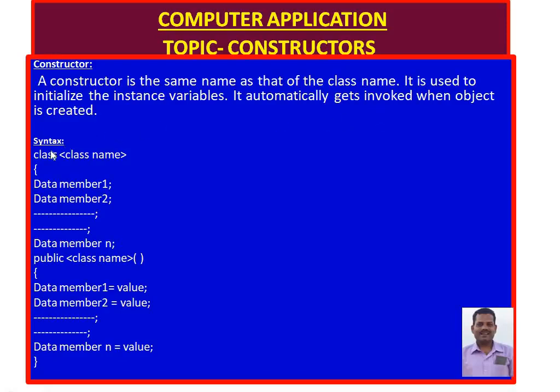Now come here to the general syntax of a constructor. You have to write class and class name, data member 1, data member 2, and so on, data member n. These are the instance variables. Now comes public, then the class name, which will be the same as the class name, so the constructor name will be the same. And here the data members are initialized. So this is the general syntax of a constructor. Now if I give one example, you can understand it in a better way based on this general syntax.